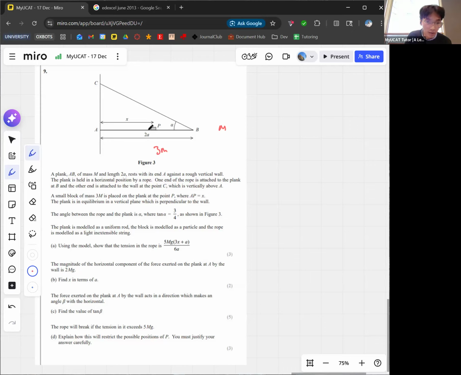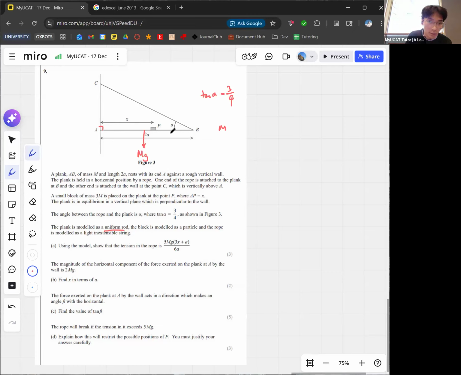And the plank is in equilibrium in a vertical plane, which is perpendicular to the wall. Great. The angle between the rope and the plank is alpha, where tan alpha is equal to 3/4. Nice. The plank is modeled as a uniform rod. Okay, that's key. Uniform rod means that our mass M is in the middle. There's mg here, right? That's what I would write. And the block is modeled as a particle, and the rope is modeled as a light, inextensible string.